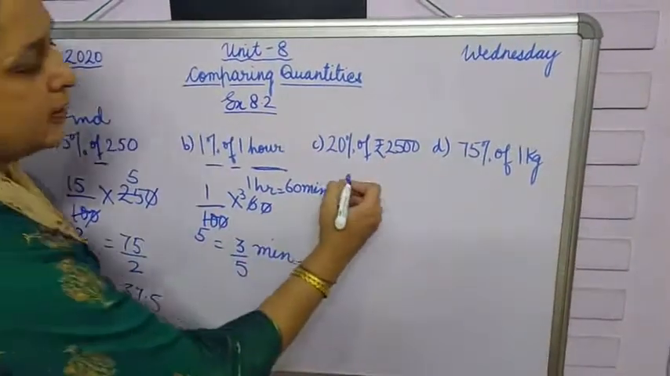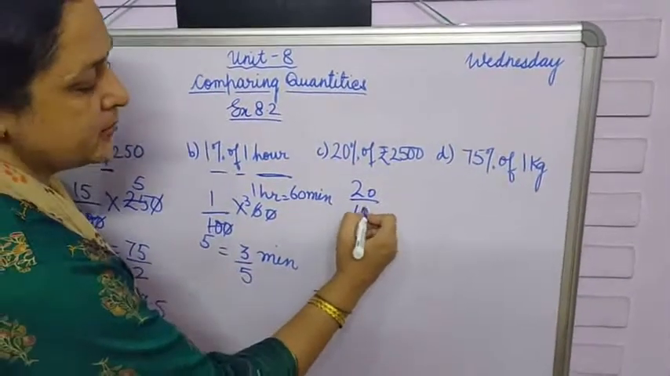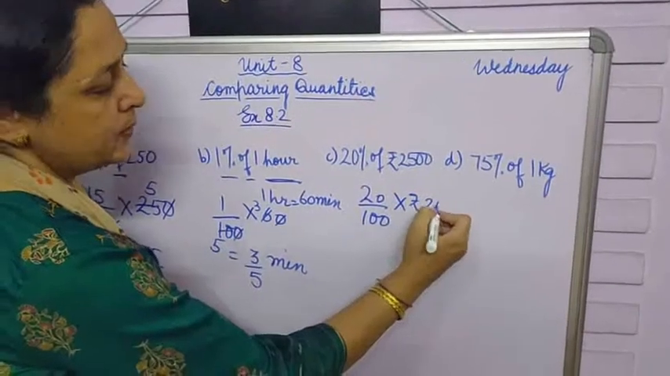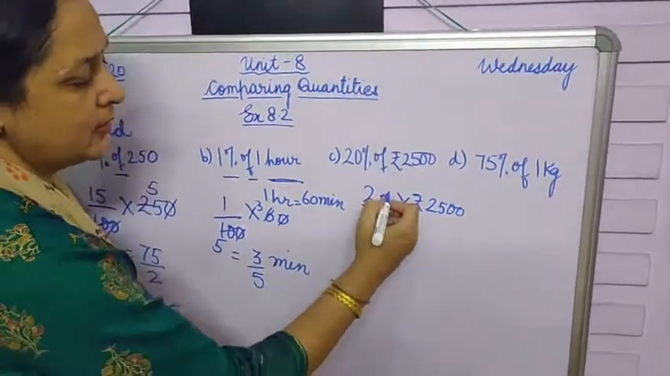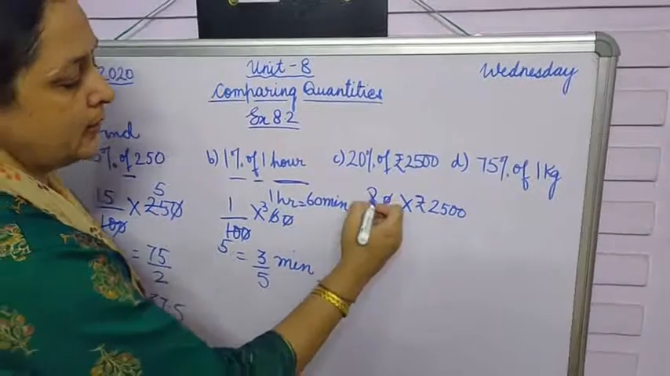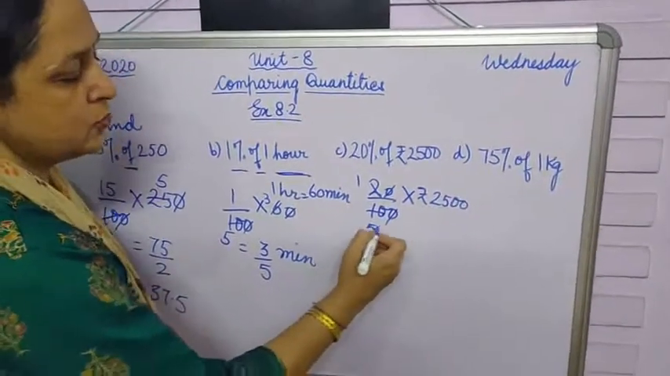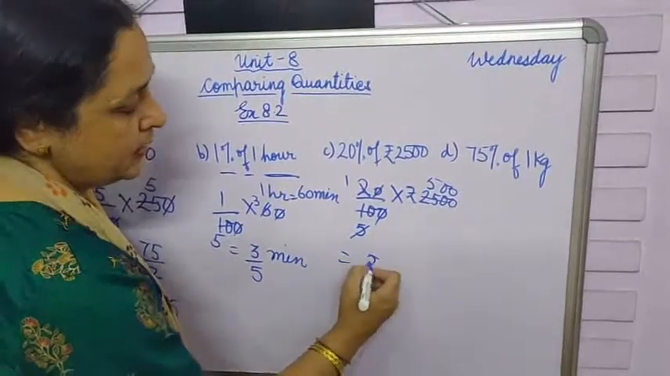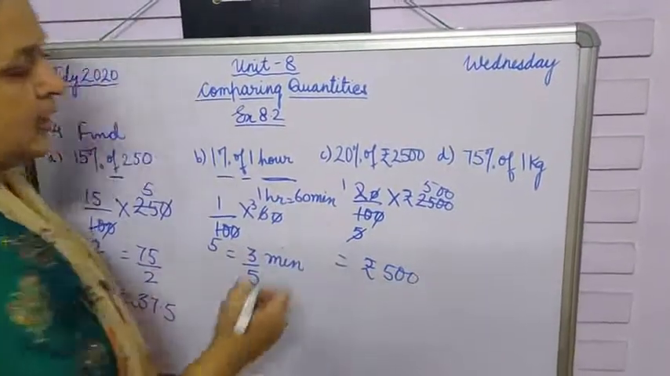Now C part, 20%, percent means upon 100, of means multiply, rupees 2,500. Division by 10, division by 2 and division by 5. So it comes out to be rupees 500.